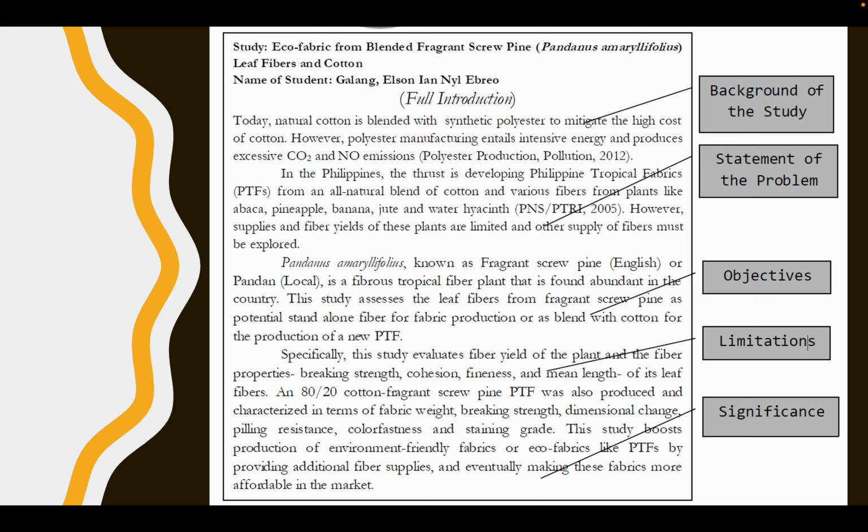Limitations. Specifically, this study evaluates the fiber yield of the plant and the fiber properties: breaking strength, cohesion, fineness, and mean length of its leaf fibers. An 80 to 20 cotton-fragrant screw pine PTF was also produced and characterized in terms of fabric weight, breaking strength, dimensional change, pilling resistance, color fastness, and staining grade.